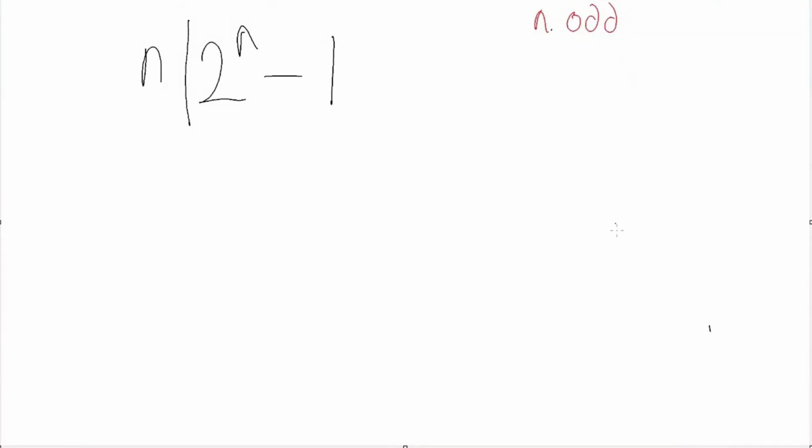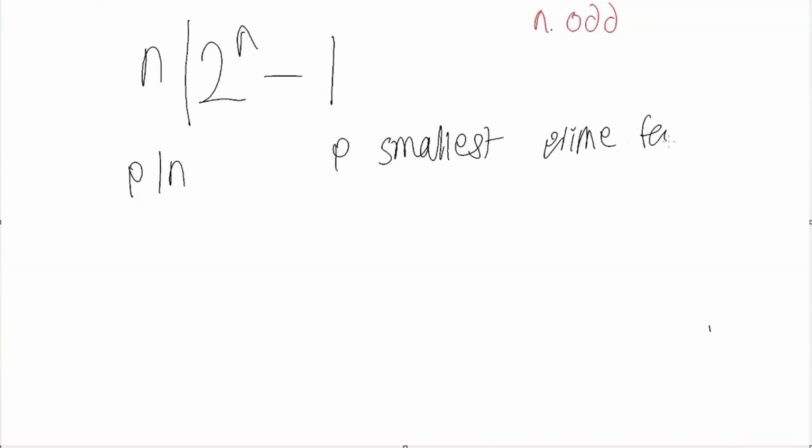So let's see how a properly written up solution would look like. And it's going to be very, very concise. And here it is. So we know that if p is a prime factor of n, let p be the smallest prime factor of n. Then we know that 2 to the n is equivalent to 1 mod p, because well, p divides n.